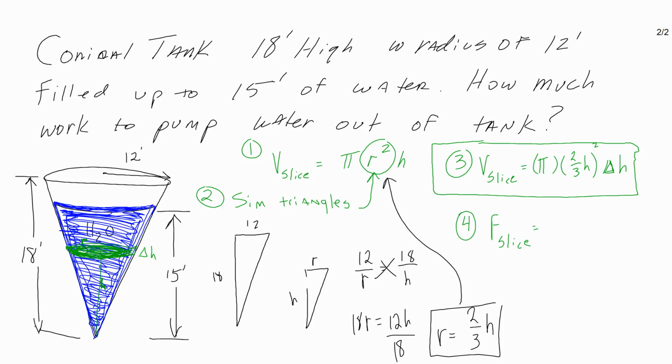So slice 62.5 times pi times 2/3 h squared delta h. What is 62.5? Density of water.